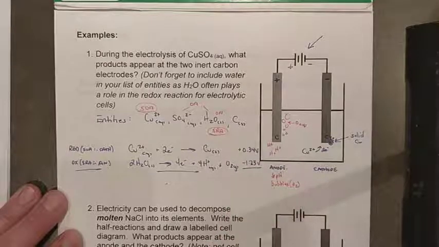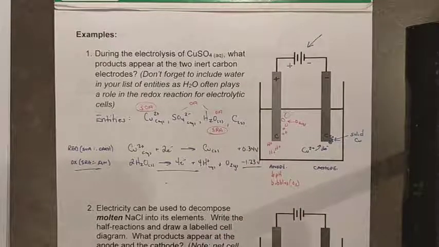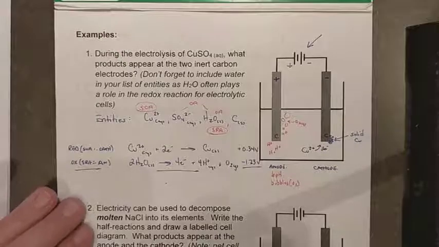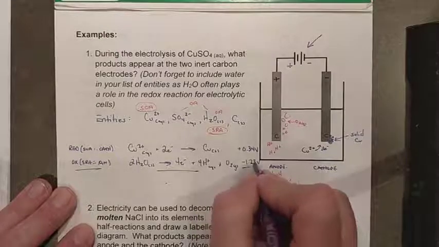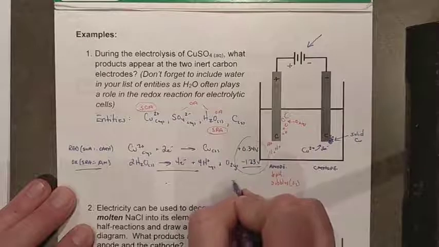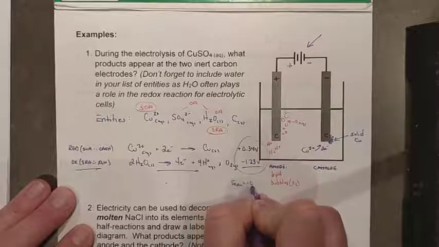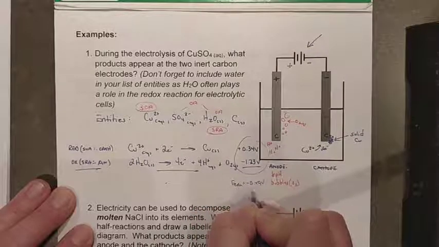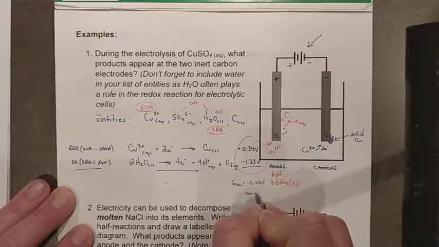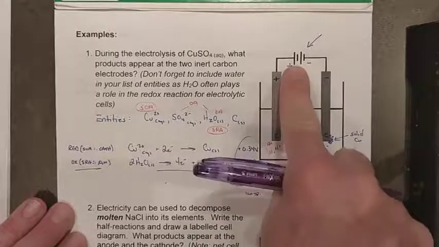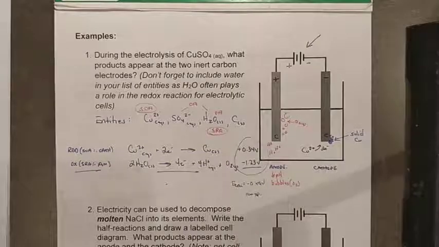We can take a look at one last thing here. We can take a look at what that cell potential will be, and we can find out that when we add these two things here, E cell will be negative 0.89 volts, so non-spontaneous. This will not happen on its own, so again, that's why I need my power supply.